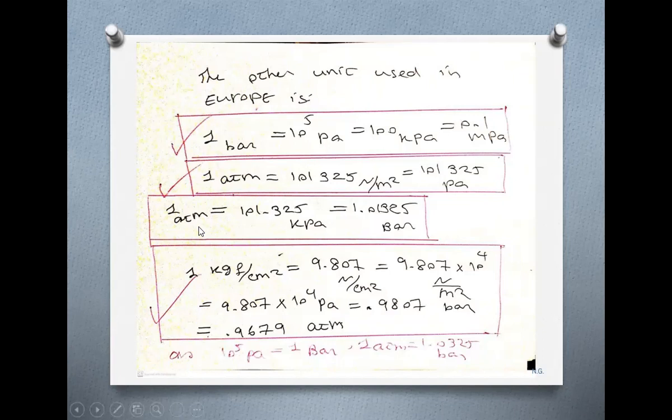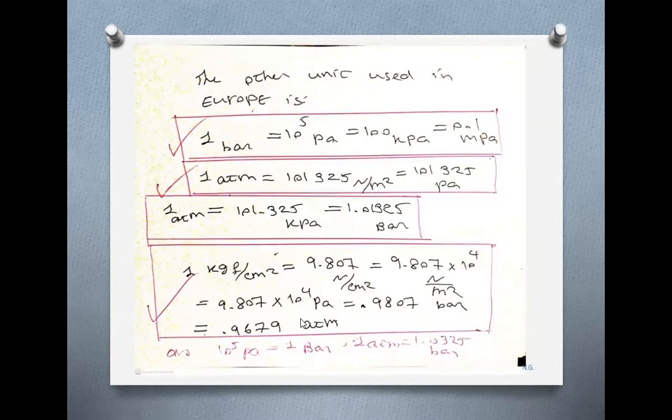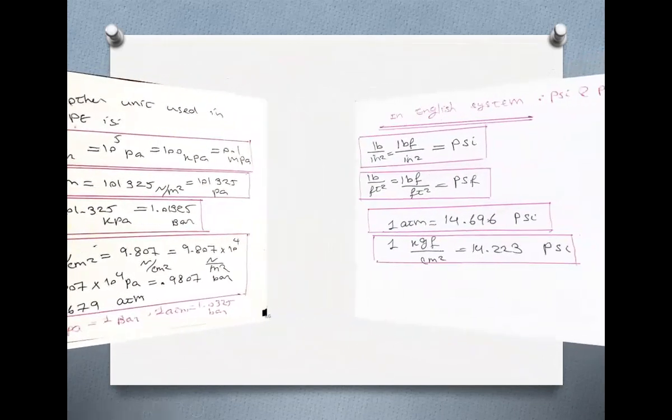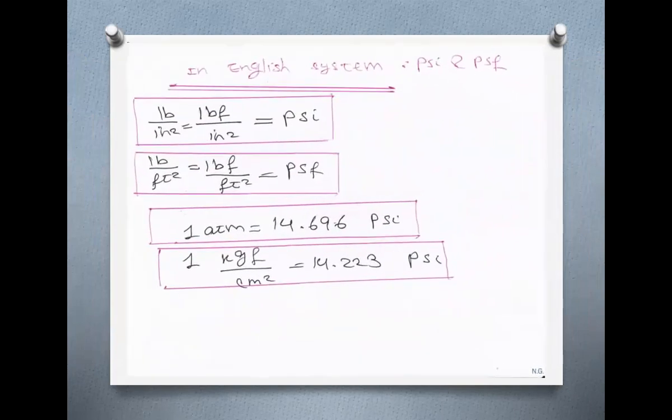And if you want to compare atmosphere with bar, 1 atmosphere is 1.01325 bar. 1 atmosphere is 101.325 kilopascal. I'm going to skip this part because we are not going to use it. I used to explain it, but we never use it in this course, so I just skip.